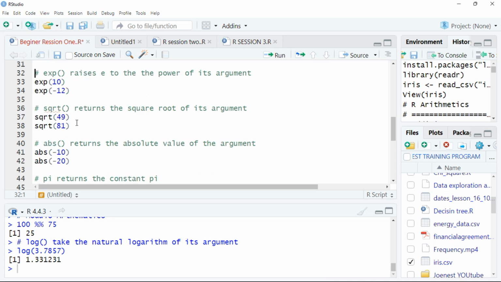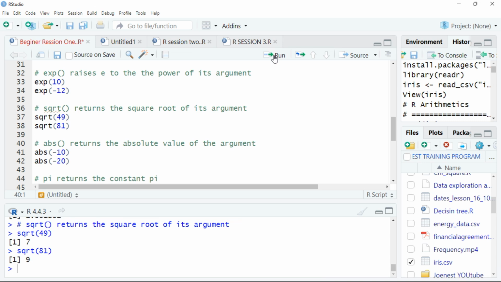And then let's come to the square root. For the square root, we are just going to return the root of the argument. For instance, if you want to find the square root of 49, or the square root of 81, you can use our function called the SQRT function. So let's execute this for you to see. Once you run it, you are going to get 7, and for 81, you are going to get 9.